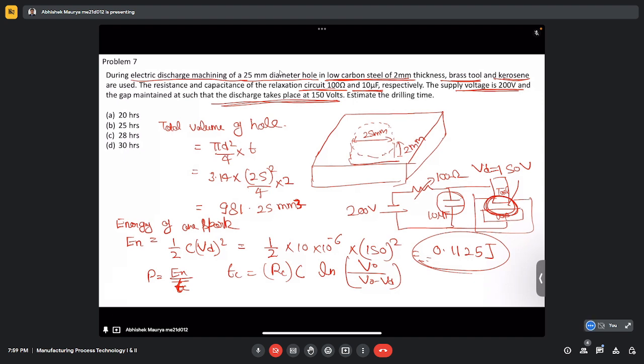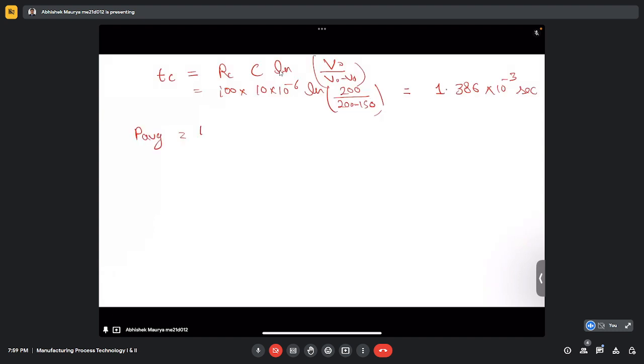So that is nothing but P average equals total energy divided by Tc. If we do it, we will get... I have multiplied by 10 to the power minus 3 so that I could get the power in kilowatts. So if you calculate it, you will get 0.0811 kilowatt of power. So this much power we are using for the EDM process.